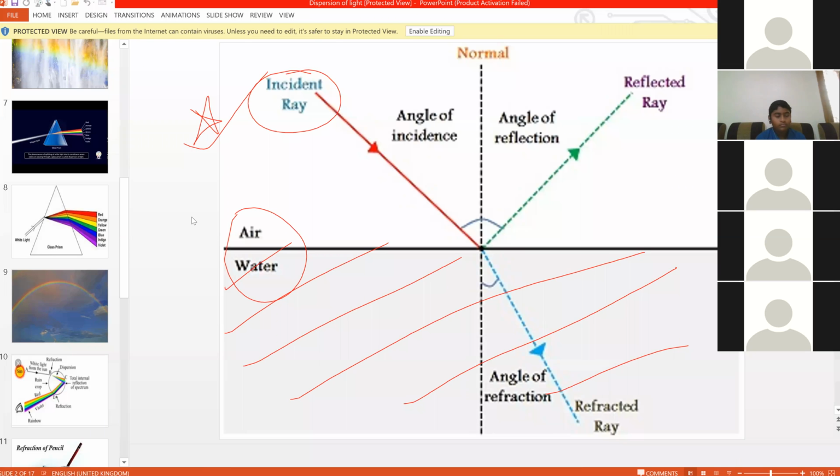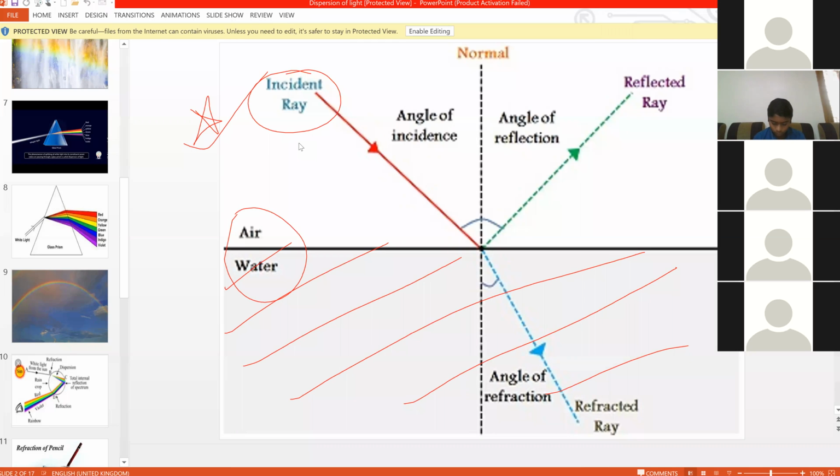When light rays are traveling from the air medium to the water medium, what is happening? We are seeing a number of colors. We can see a rainbow formed. So this property is also called dispersion of light.